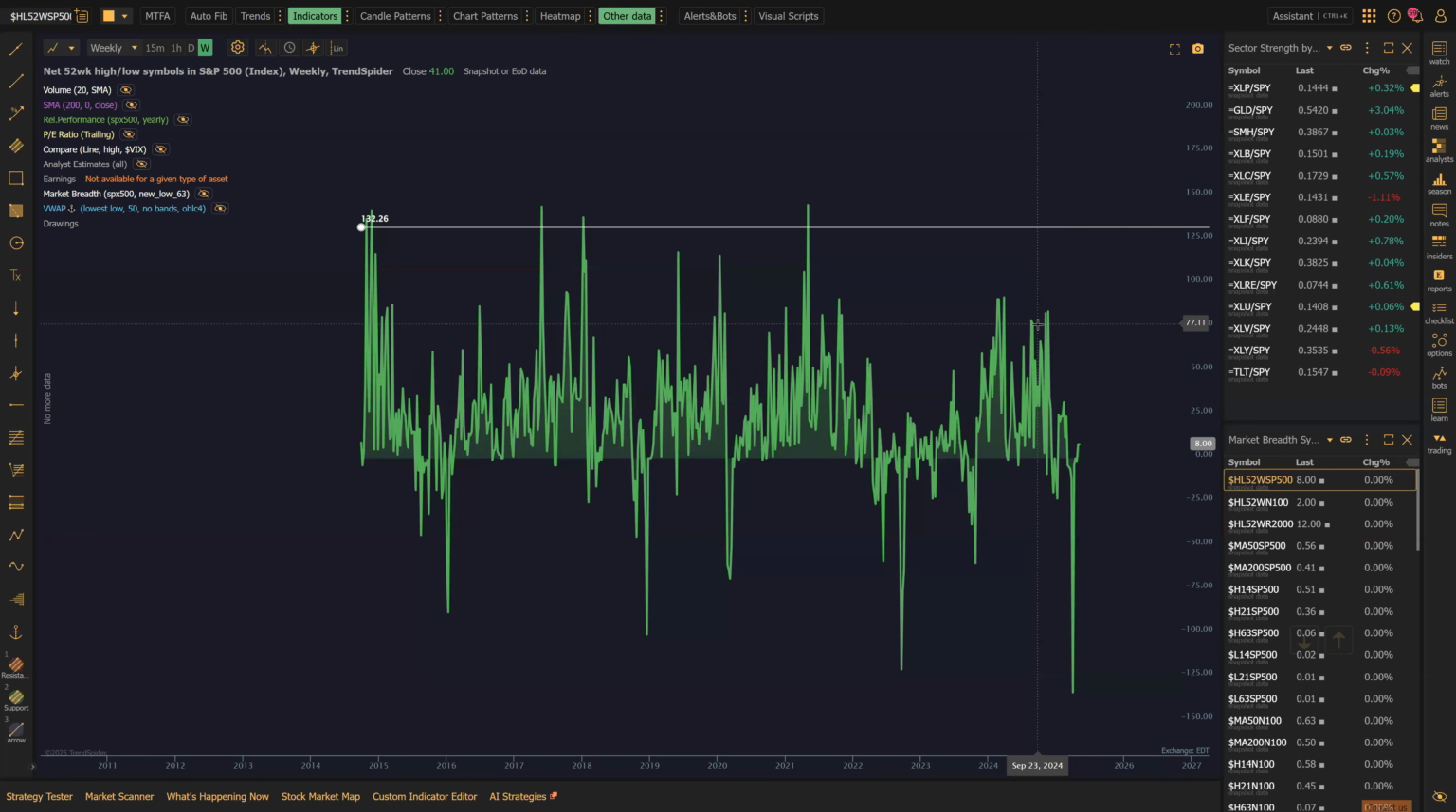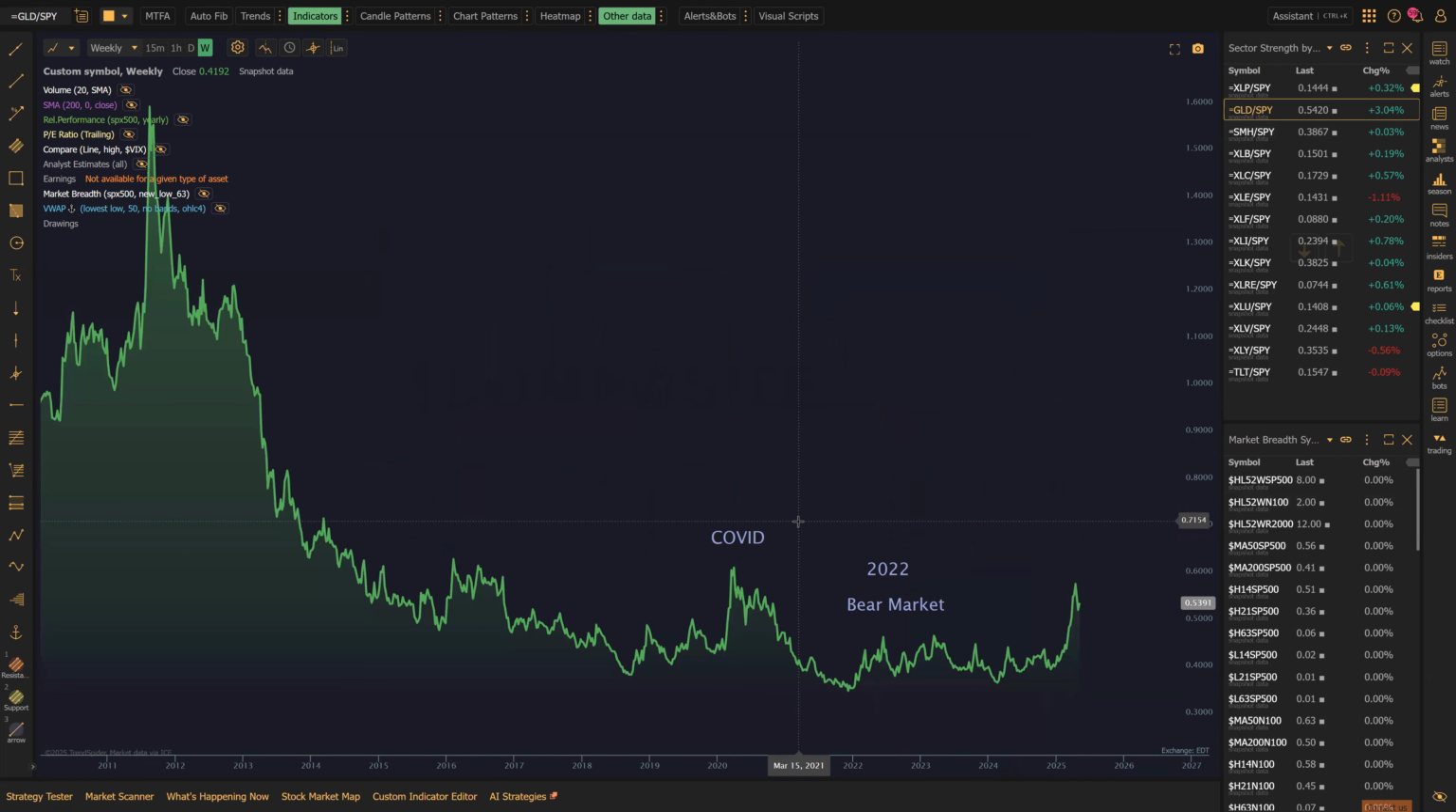The next thing we're going to get into is composite symbols. And so this is going to get even more nuanced. But what is a composite symbol? It's essentially when you divide one asset over another. And so I have this sector strength list here that we can share with you guys. And what it is, it's a bunch of the sector ETFs and like gold divided over the SPY.